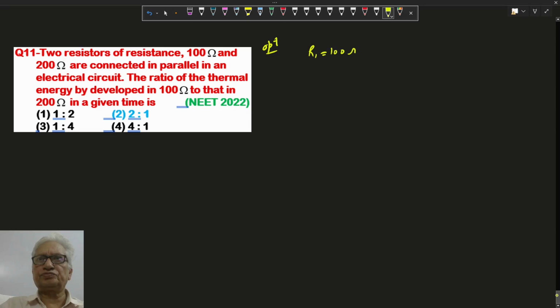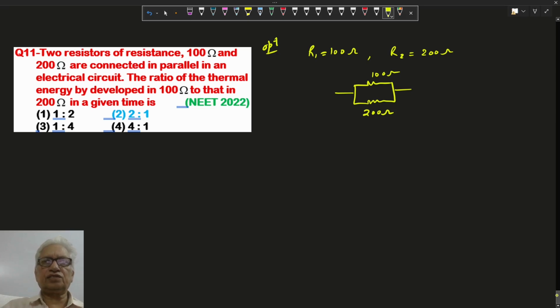In this question, two resistances, 100 ohm and 200 ohms, are connected in parallel. The ratio of thermal energy developed in the 100 ohm resistance, that means we have to find the ratio of energy, in resistance 1 and resistance 2.